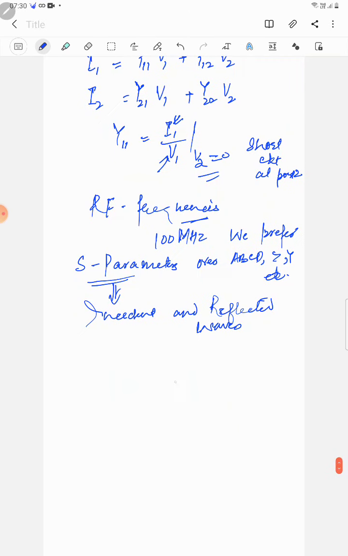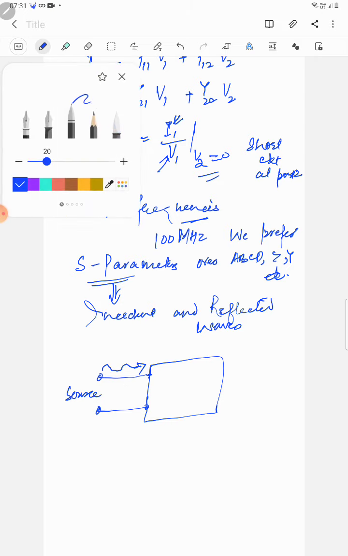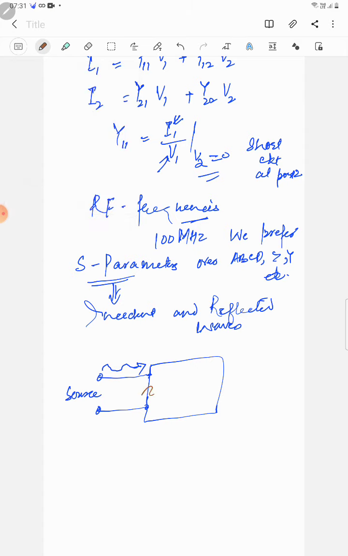Say for example, I have a single port network. There is only one port. I'm applying some source here. So from the source, a wave will move towards the junction. Now if this is perfectly matched, then there won't be any reflections. But if this junction is not perfectly matched, then there will be a reflected wave as well.